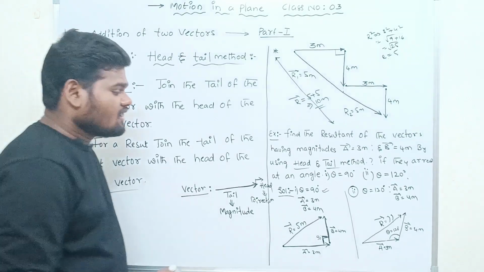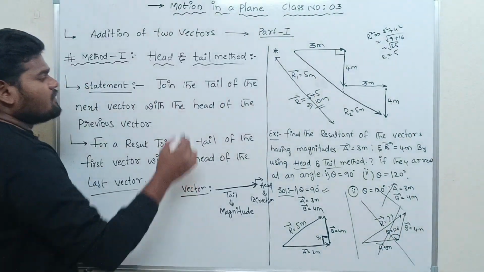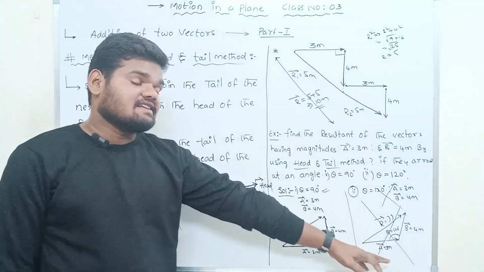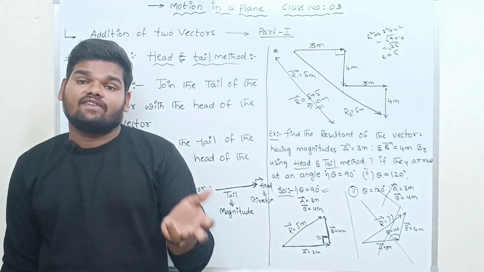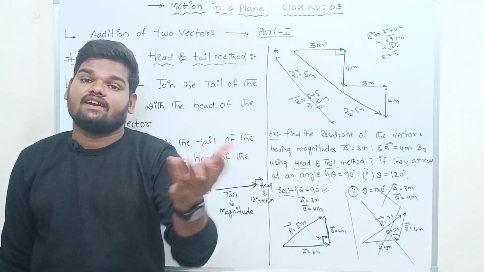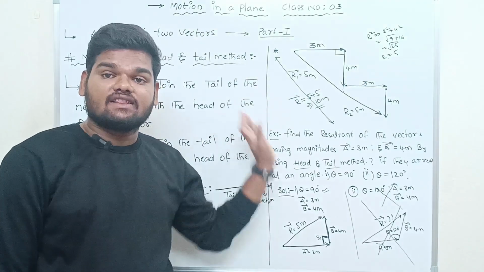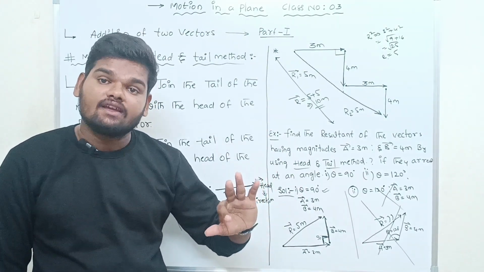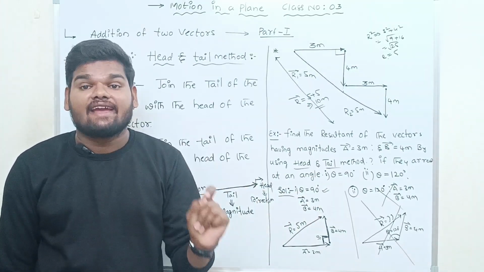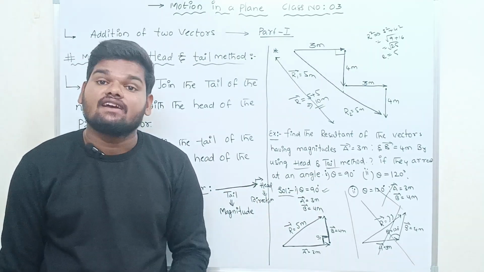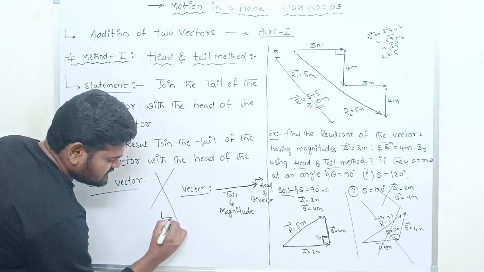So that's why this head and tail method is not applicable for the angles other than 90 degrees. That means 45, 50, 55, 65, 85, 95, 125. Okay, so for all these angles, this head tail method is not valid. To reduce this problem, we can use another method, that is triangle law of vectors. What is that? Triangle law of vectors.